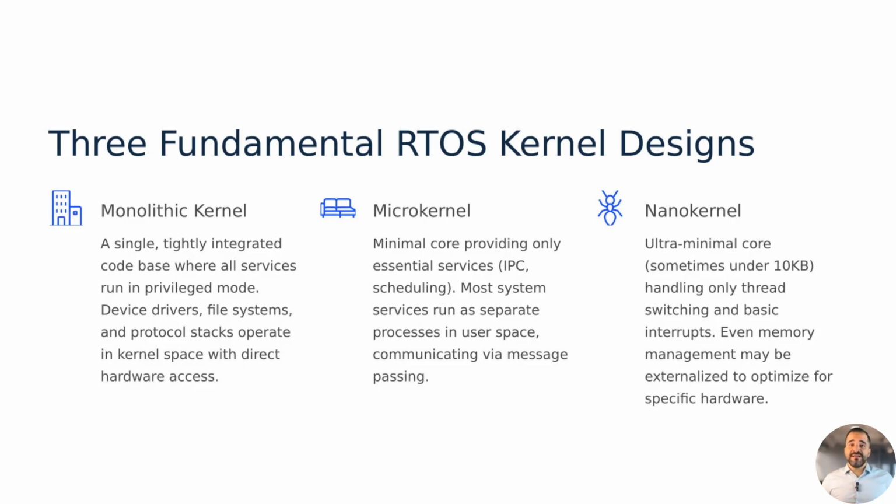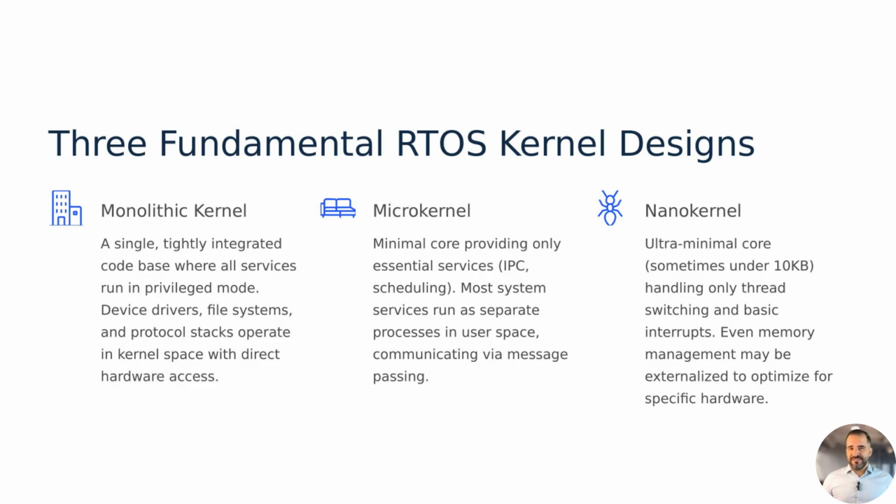Microkernels, on the other hand, take a minimalist approach. The core kernel only handles essentials like task switching and basic IPC, inter-process communication. Everything else, file systems, drivers, protocol stacks, runs in user space. This isolation improves security and stability, as failures in one service won't bring the whole system down. But it introduces message passing overhead, which may degrade performance and increase RAM usage.